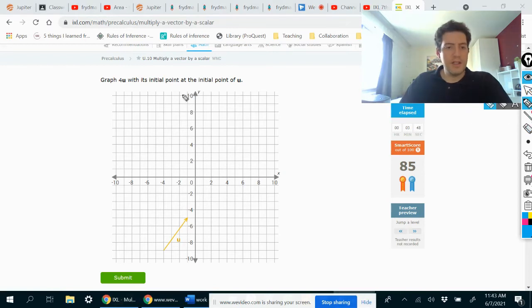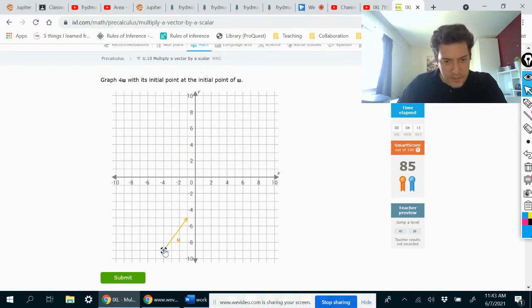That's why IXL is specifying that they want you to draw the initial point of the vector that you're going to draw at the same point where the initial point of u is. So instead of drawing it anywhere we want, they're telling us, okay, we want you to draw it over here. So let's start over here, and then we're just going to make this 4 times longer.